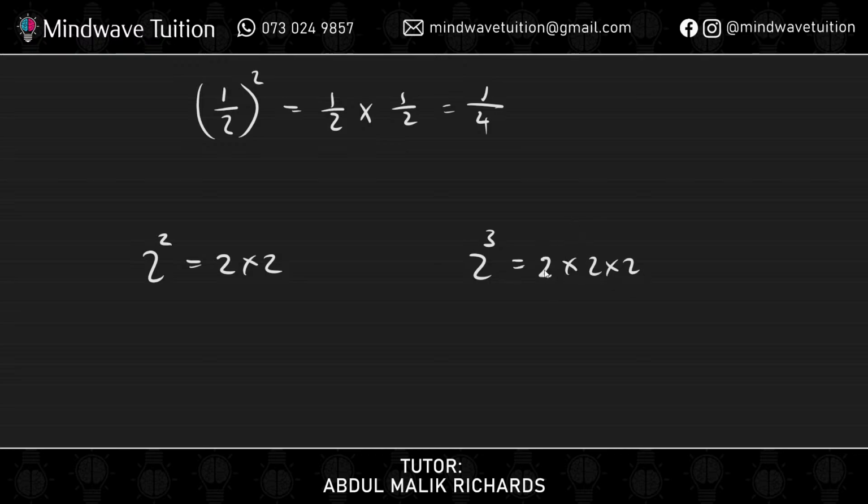Oh, I forgot to mention, you'll hear me say "to the power of." When we want to read this out, we'll say it's 2 to the power of 2, 2 to the power of 3, a half to the power of 2. So it's always going to be base to the power of exponent.